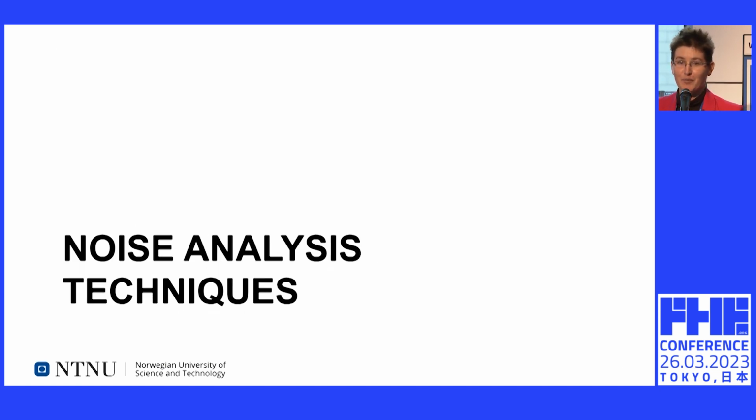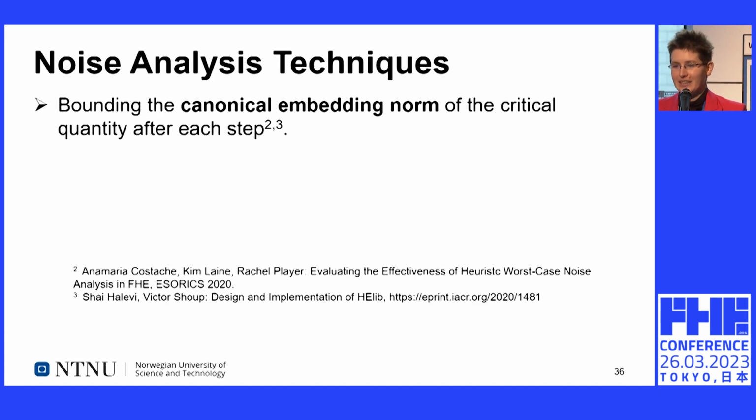Okay, so now that we've established what noise is and why it would be important to analyze it, the obvious question arises, how can we analyze it? And a couple of techniques have been proposed. One is to bound the canonical embedding norm of the critical quantity after each step in a circuit. The canonical embedding norm has very nice mathematical properties which make it nice to calculate and bound, but normally the bounds are not very tight.